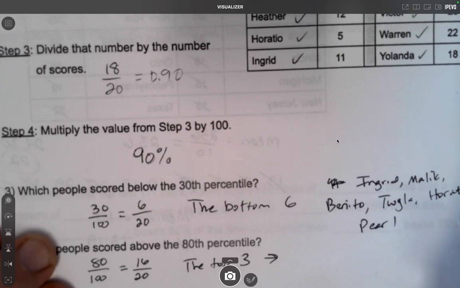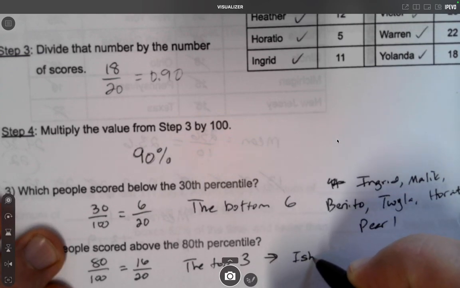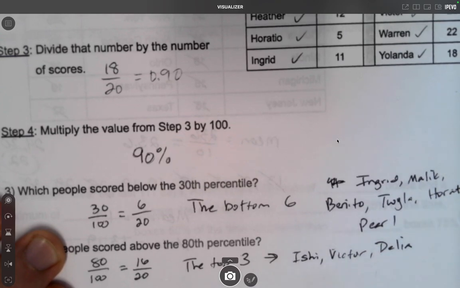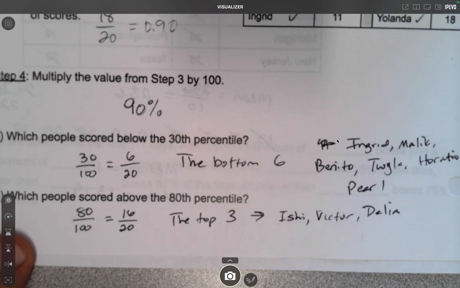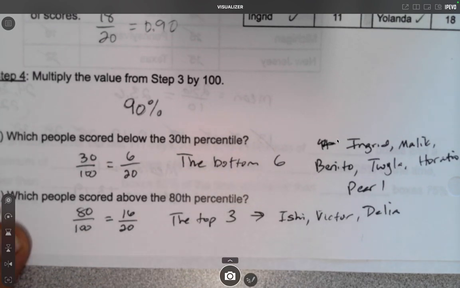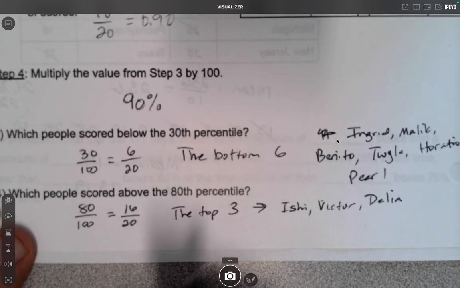So the highest scores, let's see, the 27 was Ishi, 28 Victor, 29 Delia. So be careful with that, because this is one place people can get mixed up, because we have to find the 80th percentile first. That's the person whose score is higher than 80% of the others. Then we go above that, because it says above the 80th percentile.